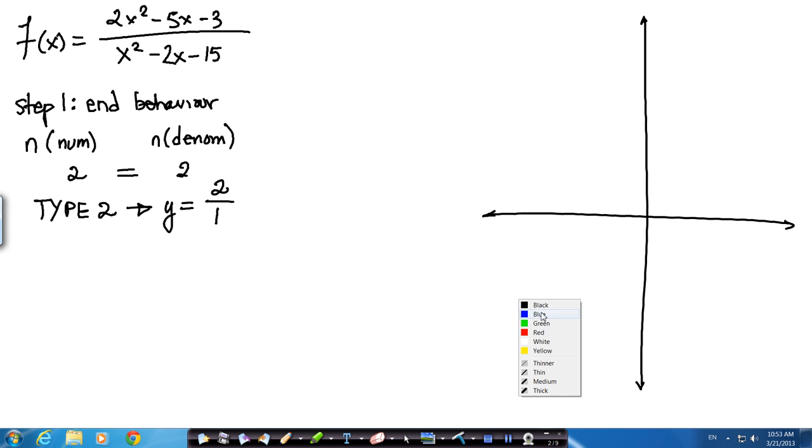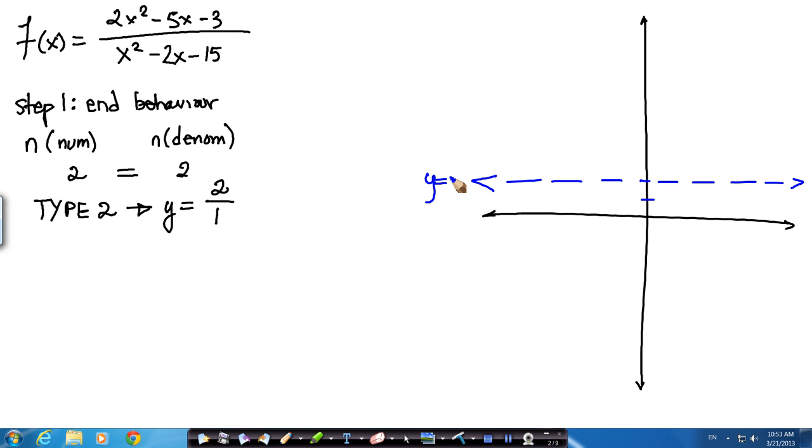So let's be consistent. Our horizontal asymptote now is at y equals 2. All right. Everything else stays the same. Rinse, wash, repeat.